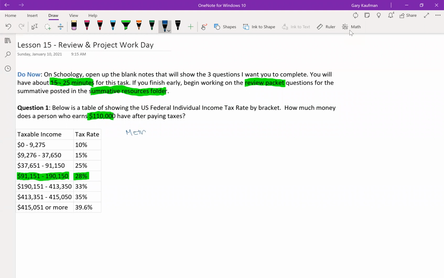Now the first way, method 1, I'm going to realize that they are paying 28% in tax. Now I'm going to use an equation because that is the most effective method. I'm going to say 28%, which is 0.28 as a decimal, times 110,000. Well, when I get this, I get the answer $30,800. This is what they pay in tax.